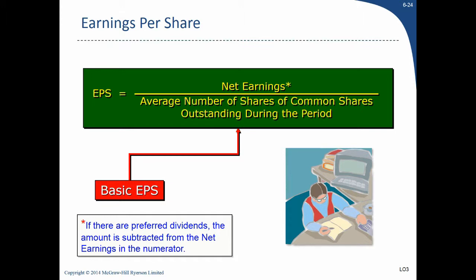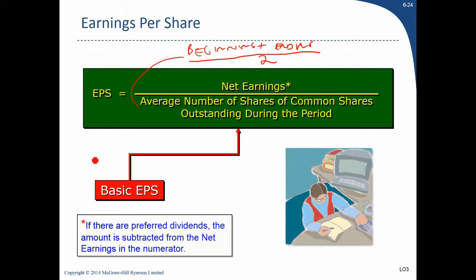All right, earnings per share. Nothing new here. Earnings per share is net earnings divided by the average number of common shares outstanding during the period. That means the beginning balance plus the ending balance divided by 2. Remember, a lot of the journal entries we've seen have been issuance of shares, right? If a company issues shares during the year, its share capital is going to change. So we just want to capture the average.